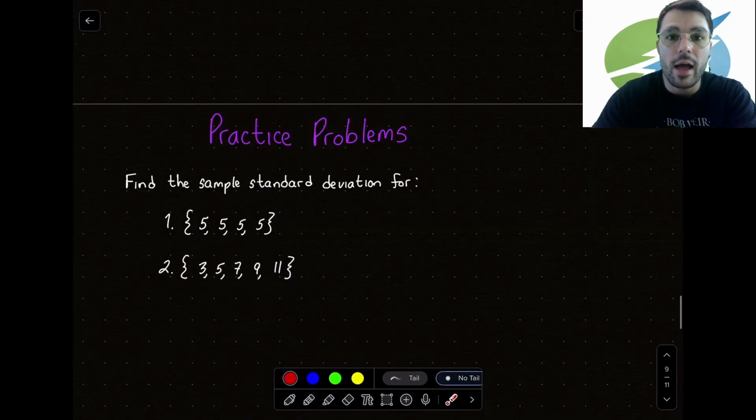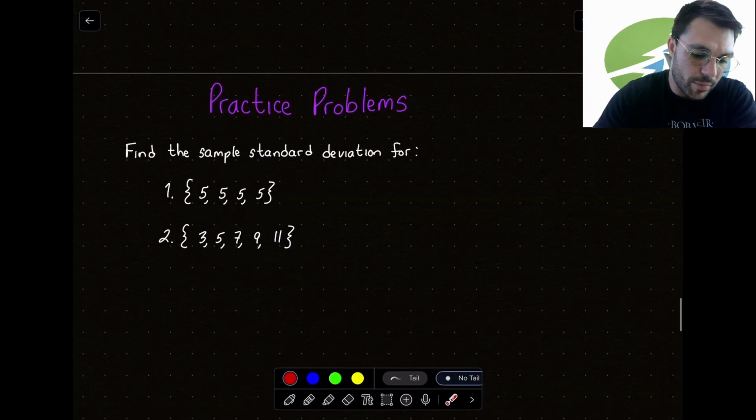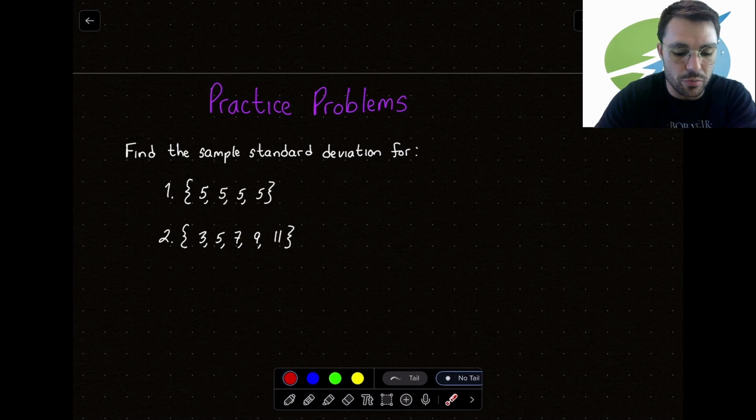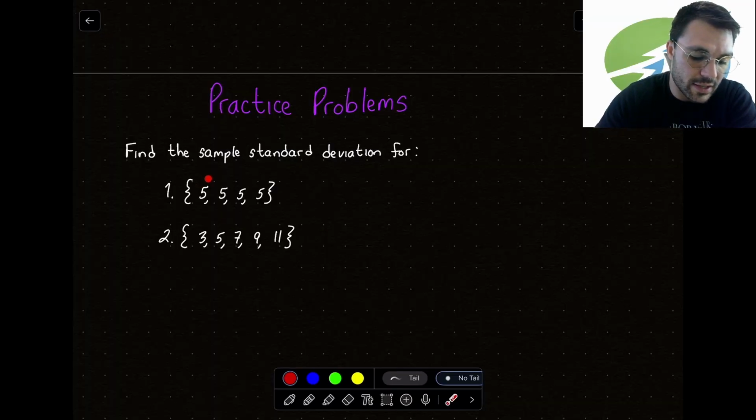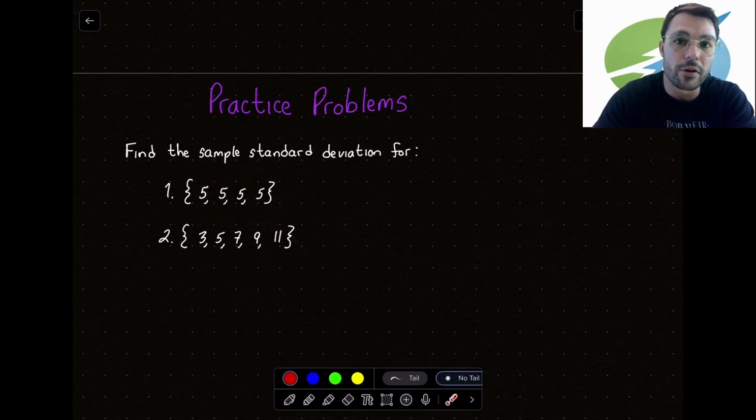All right. And here we have a practice problem. Find the sample standard deviation for both these data sets. And we could assume that both of the data sets are just a sample of a larger data set, but this is the sample that we're focusing on. First one, we have the set of 5, 5, 5, 5, and the second one, we have the set of 3, 5, 7, 9, 11. All right, feel free to pause here and take a stab.